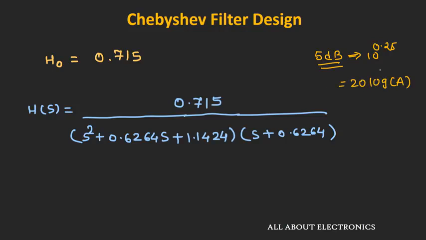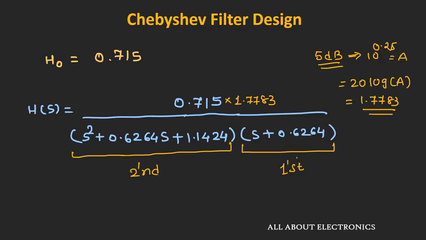So from this you will get the value of A as 10 to the power of 0.25, that is nothing but 1.7783. So we also need to multiply this expression by this factor. So now our overall expression will look like this. So this is the transfer function of our filter, and using this transfer function we can design our filter.